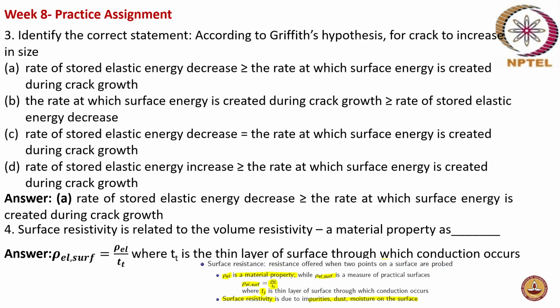Due to the deposition of these materials, if you divide the volume resistivity by that thin layer of surface, you will get the surface resistivity, which is a measure for a particular application. This measure will differ depending on application. In some applications the surface may be exposed to dust, in others to moisture. So the surface resistivity value will differ, whereas the volume resistivity will not. The volume resistivity is a constant for that particular material.